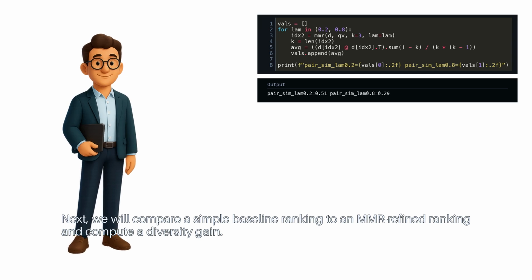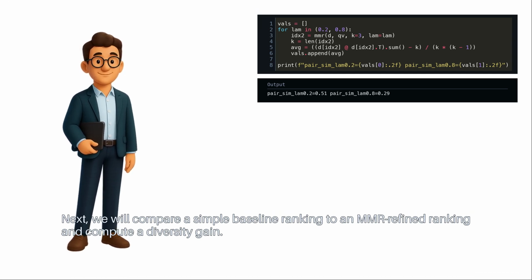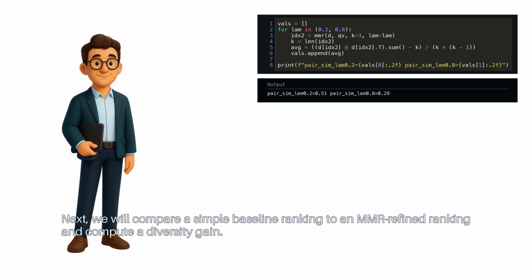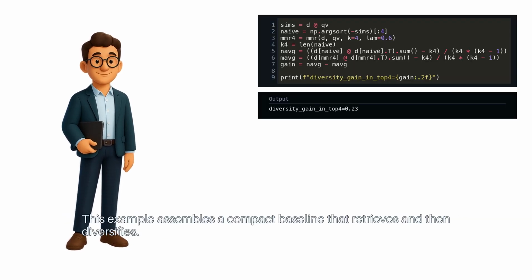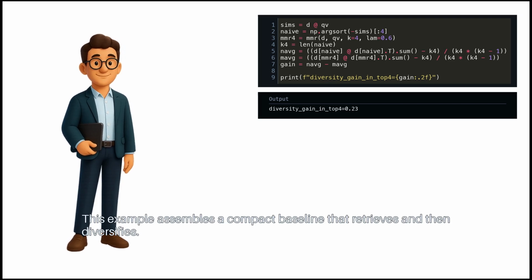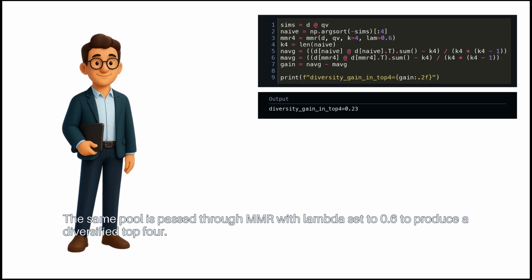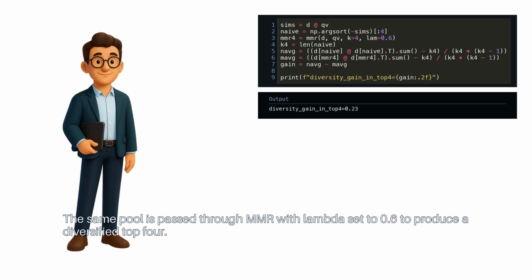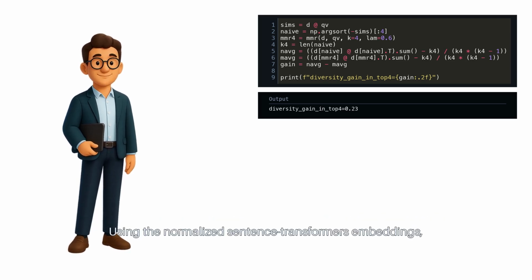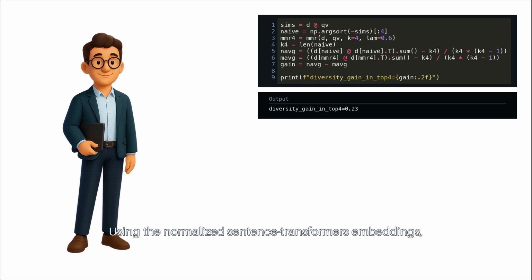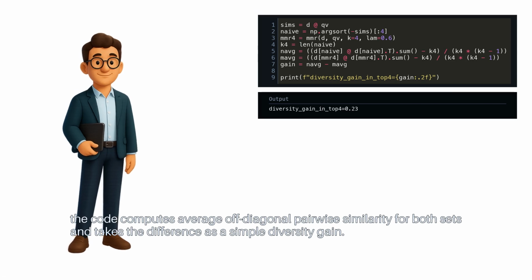Next, we will compare a simple baseline ranking to an MMR refined ranking and compute a diversity gain. This example assembles a compact baseline that retrieves and then diversifies. It first ranks documents by cosine similarity to the query and grabs the top 4 candidates. The same pool is passed through MMR with lambda set to 0.6 to produce a diversified top 4. Using the normalized sentence transformers embeddings, the code computes average off-diagonal pairwise similarity for both sets and takes the difference as a simple diversity gain.